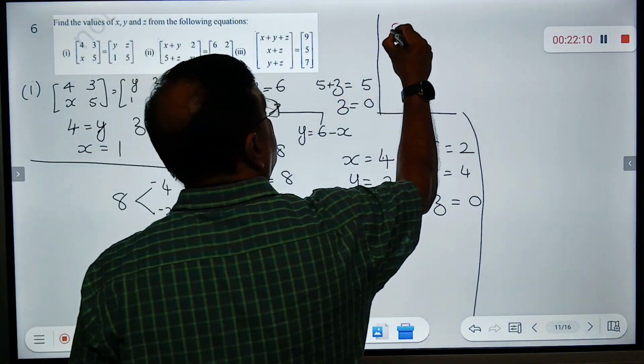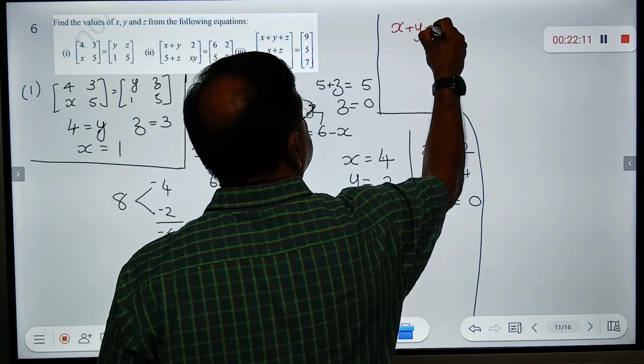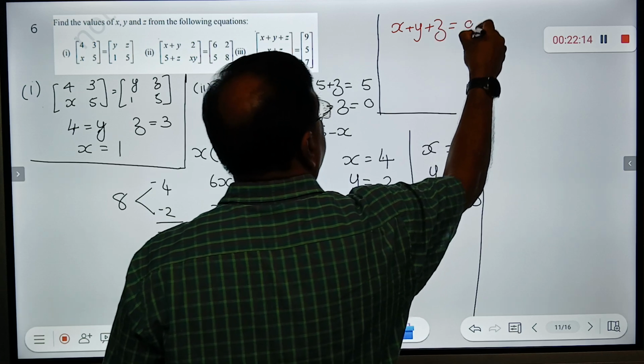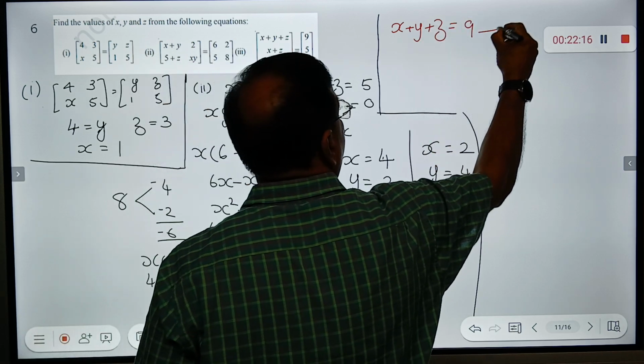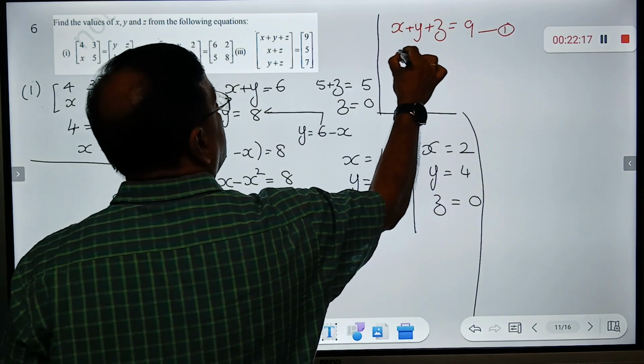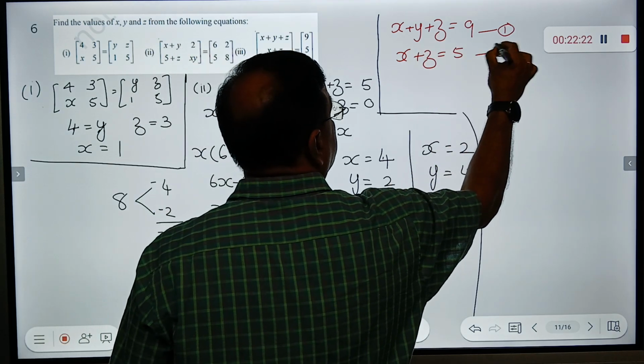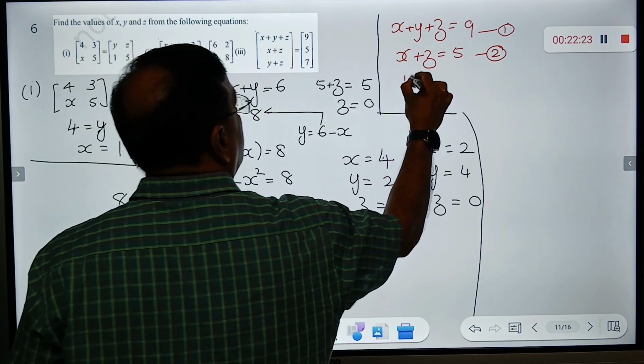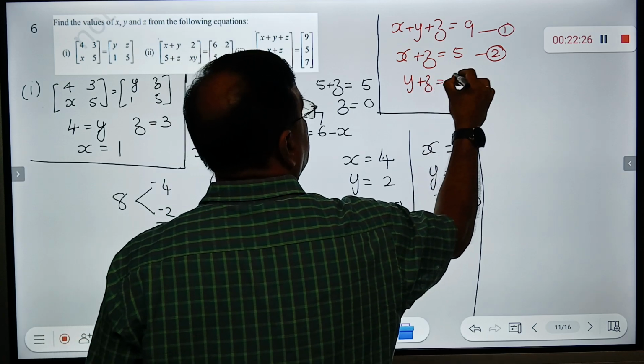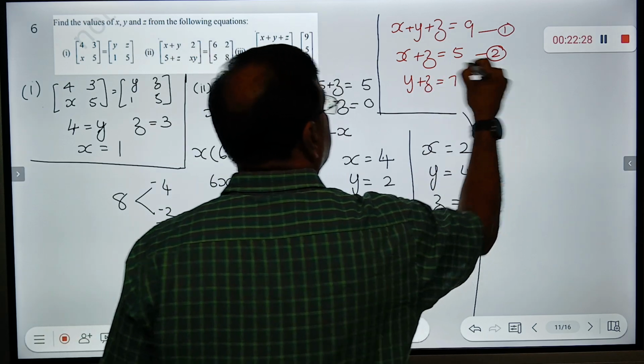It says that x plus y plus z equal to 9. I call this equation 1. Then you have x plus z equal to 5. Call this equation 2. y plus z equal to 7. Call this equation 3.